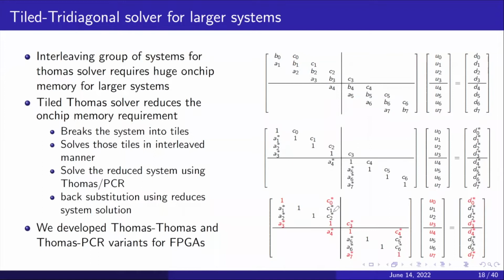After the forward sweep and backward sweep of the Thomas algorithm, we will get this system. Here, the values in red can be used to form a reduced system, and the reduced system can be solved by the Thomas or PCR algorithm. Once we have the solution for the reduced system, we can substitute those values and find the solution for the full system. We have implemented Thomas and Thomas-PCR variants of this tiled algorithm on FPGA.